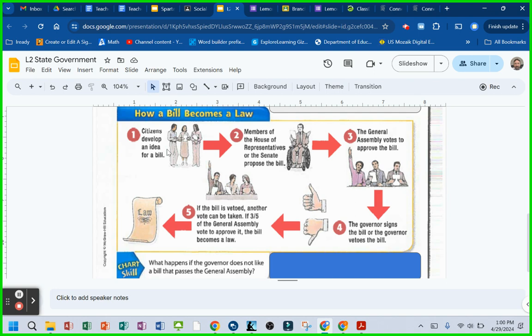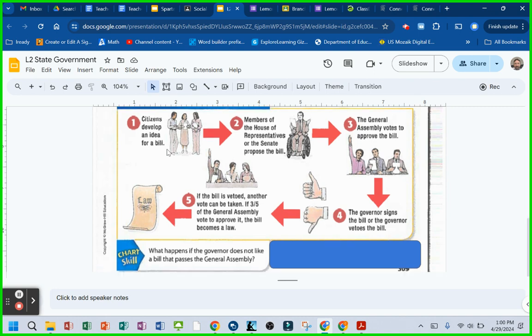So the governor can say, I don't like it, but then the General Assembly can vote. If 3/5 or more say it's okay, then it's okay. See how that's nice and balanced, the power there, right? So there you have it. What happens if the governor does not like a bill that passes the General Assembly? You're going to have to read about it.